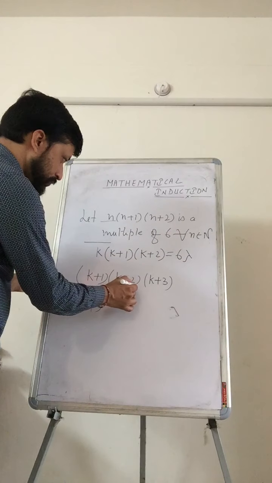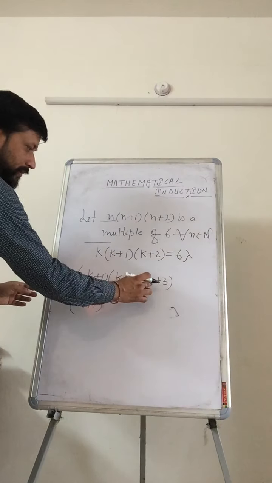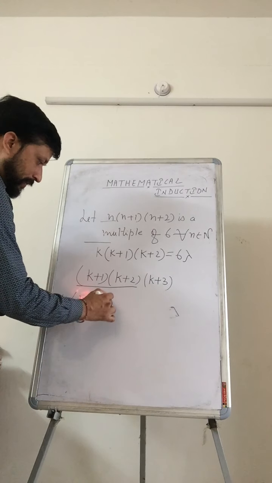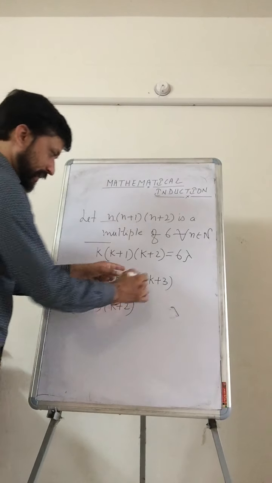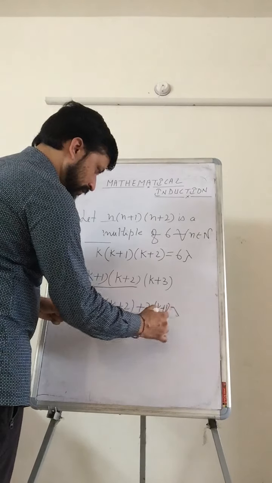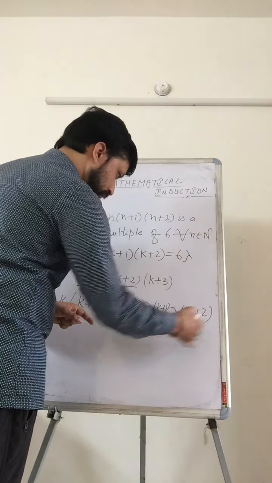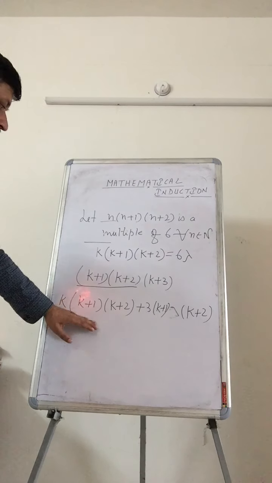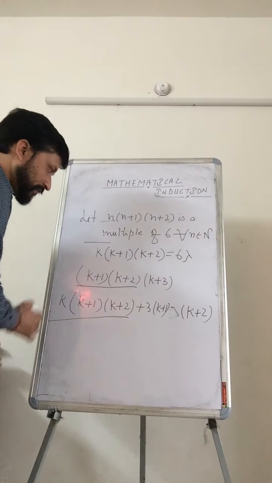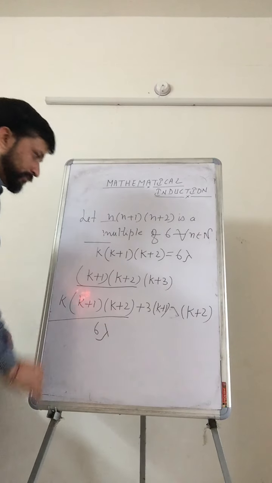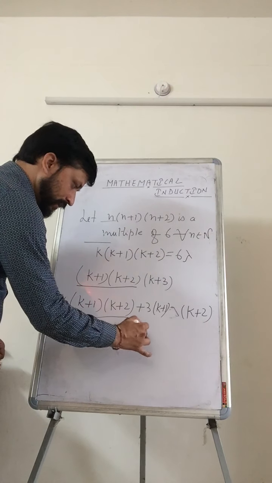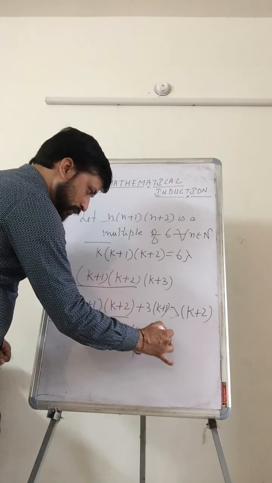Now I am multiplying this 2 with this one. So k into this means it will give you k plus 1, k plus 2. And then multiply with this 3, k plus 1 into k plus 2. Now this is nothing but the expression that we got in the second step. So in place of this we can write here 6 lambda. Okay, that's 6 lambda plus 3 k plus 1 k plus 2.